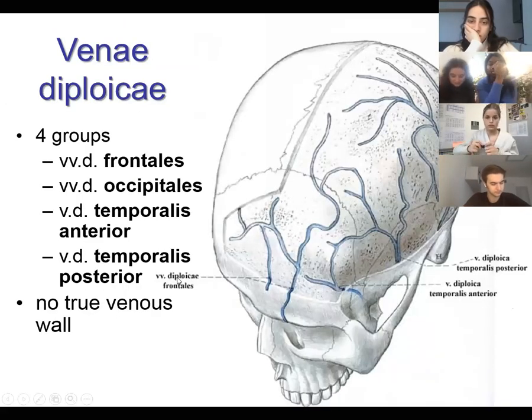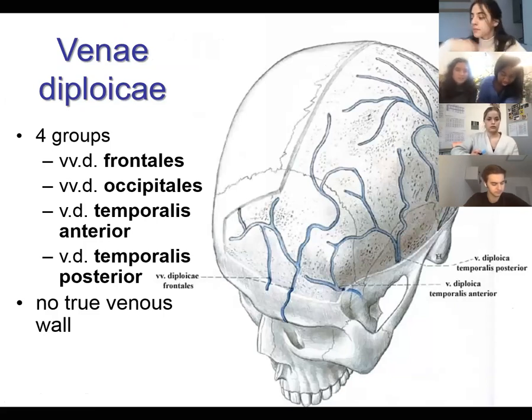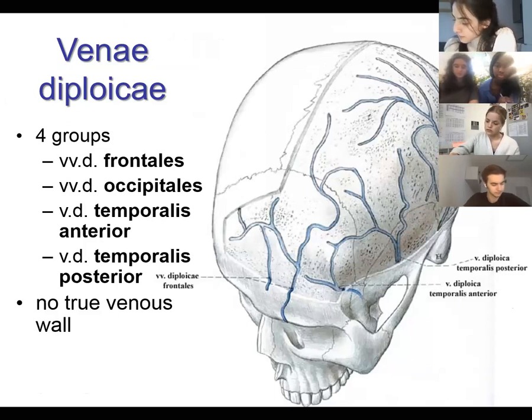The diploic veins are canals in the spongy bone, so they have no true venous wall. They are just canals filled with blood, and they interconnect the intracranial and extracranial. So they are like emissaries, but not direct. You would expect a direct emissary to go straight, and as you see, these do not go straight.